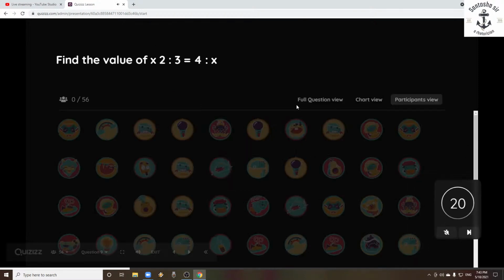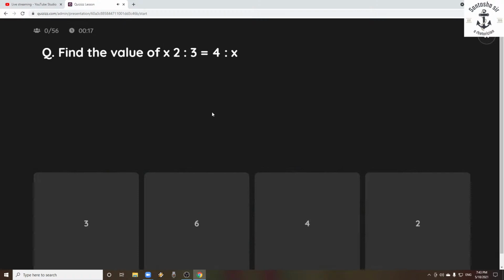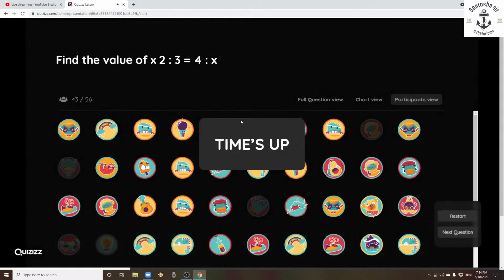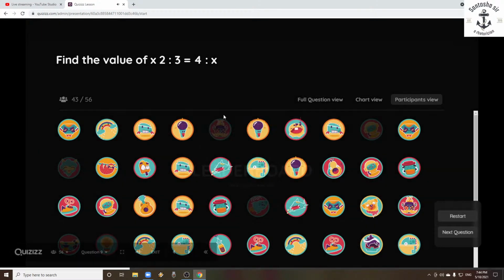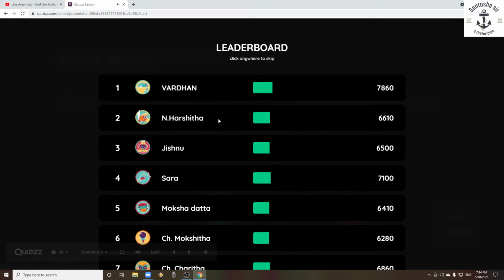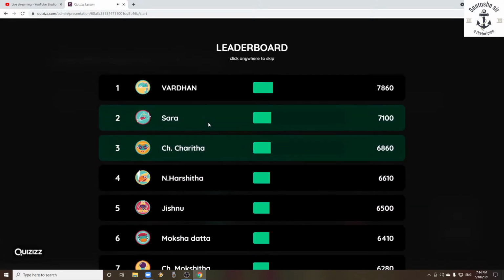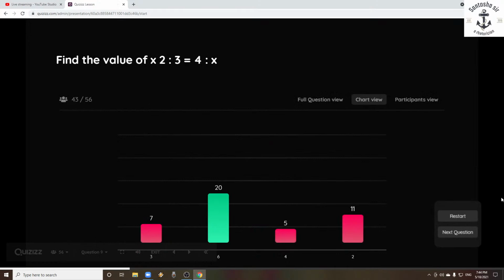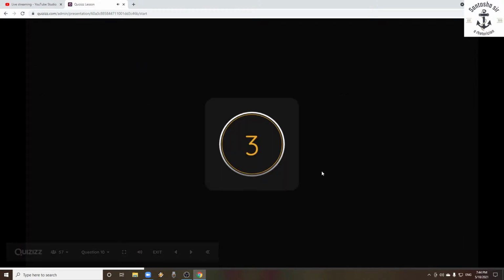Question number 9. Find the value of x when 2:3 equals 4:x. What is the value of x there? Time is up. 43 members picked up their choice within the time frame, and second and third positions pulled up with new people. 20 members answered this question correctly as 6.